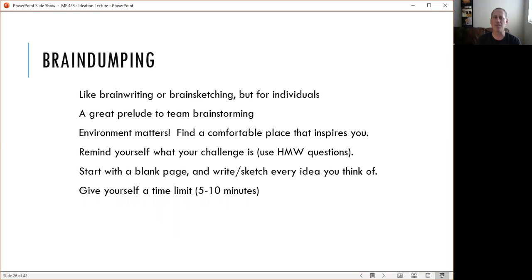Your environment matters. So when you're going to do brain dumping or brainstorming, get comfortable. Put some inspirational things around you so you can glance at them and get ideas from them. And then remind yourself about the how might we questions and just start writing down, and do it for a limited time. 5 to 10 minutes is usually perfectly fine for a brain dump. That's kind of like the beginning of a brain writing session as well, and they are very similar.